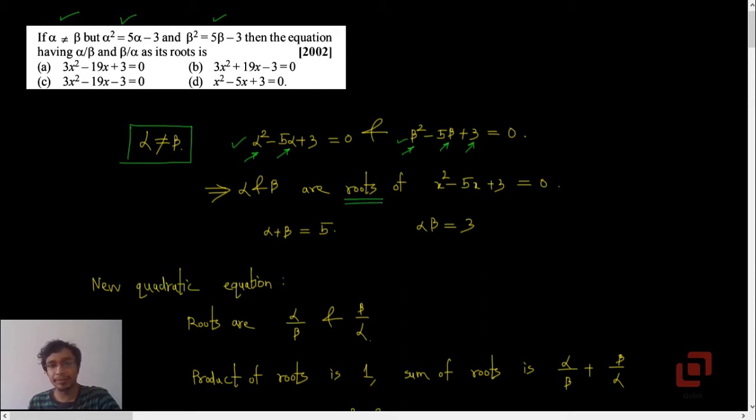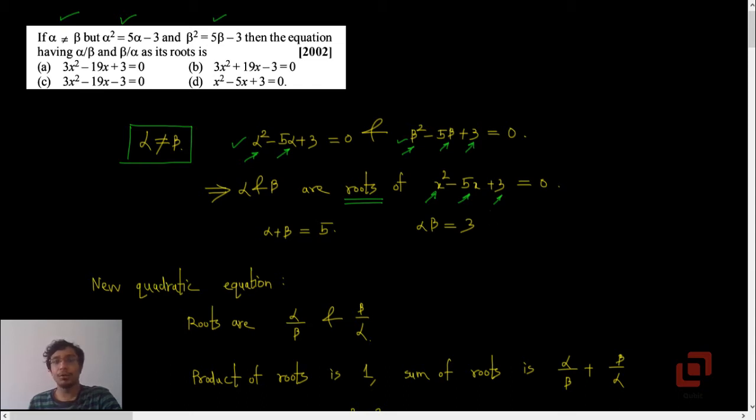the roots of the quadratic equation x squared minus 5x plus 3 equal to 0, because we know that any quadratic equation always has two roots. The roots may be equal, but the quadratic equation never has more than two roots.